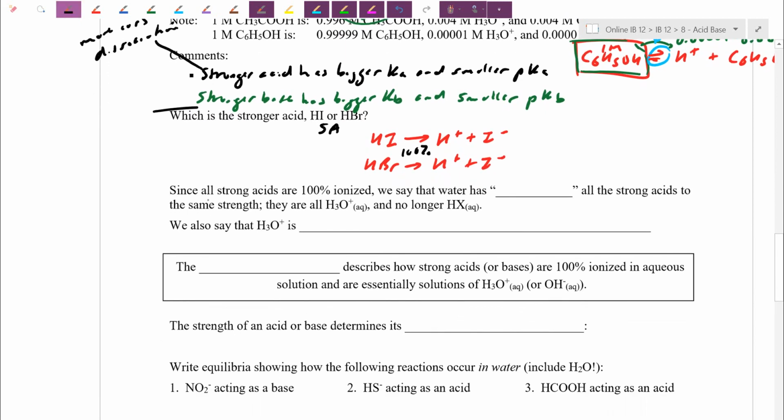In water, since all strong acids are 100% ionized, no longer are they holding hands, we're going to end up with just H plus and just H plus. We can say water has leveled. Water has sort of flattened out. All the strong acids will end up giving you the same amount of H plus, even though the counterbalancing ion, sorry, I meant to say this one here is Br minus.